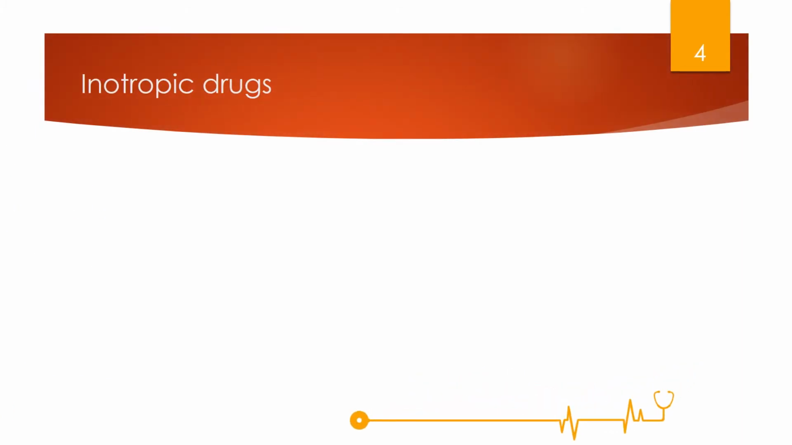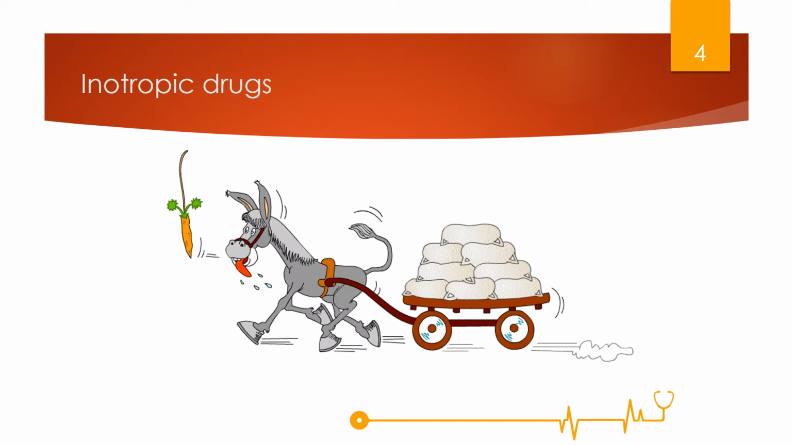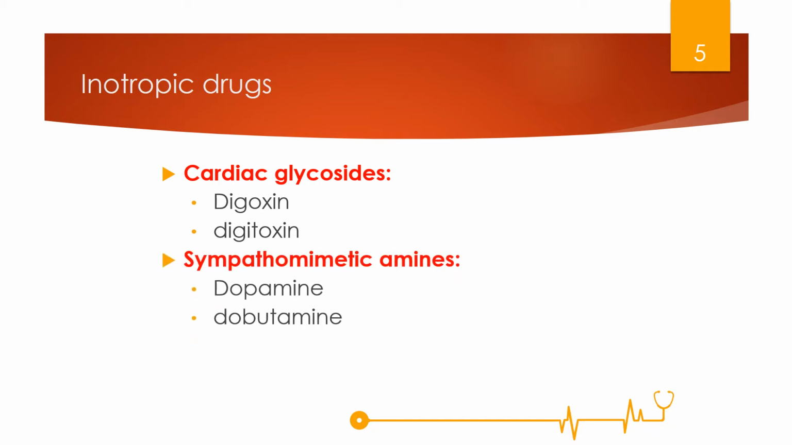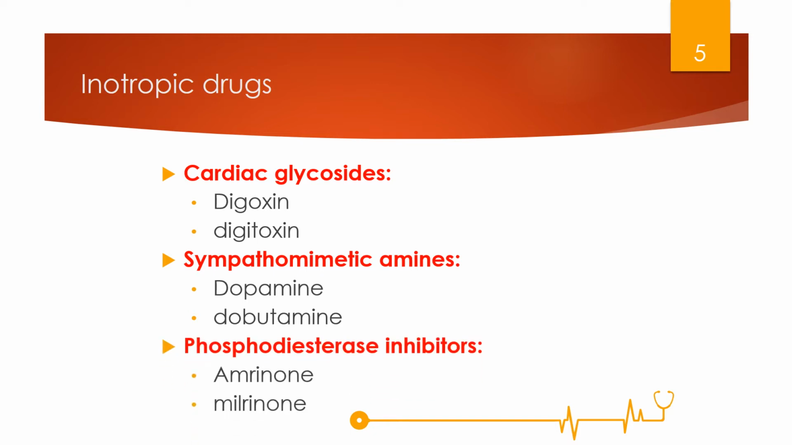Now I will tell you about the number one drug, which is the inotropic drug for congestive heart failure. Inotropic drugs include the cardiac glycosides, which include digoxin and digitoxin, sympathomimetic amines like dopamine and dobutamine, and the phosphodiesterase inhibitors, which include amrinone and milrinone.